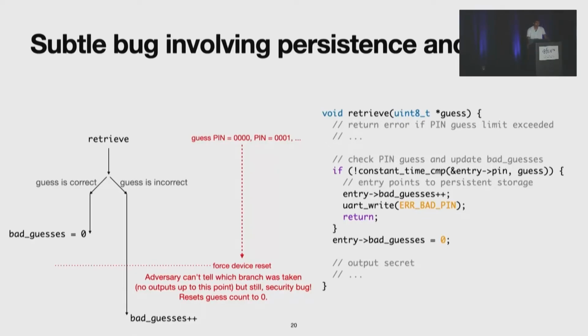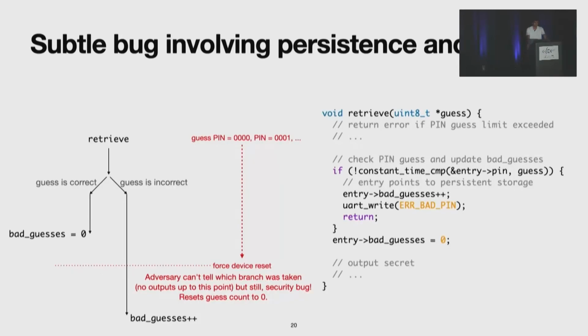But this is still a security issue, because even though the adversary can't tell from the outputs which branch they took, they can just guess all the pins from 0000 through 9999, guessing and resetting, guessing and resetting, and this whole process overall will reset the guess count to 0. So this allows for bypassing this guess limit. And this can be used as a gadget to construct a full attack where you can extract the secret without knowing the pin, bypassing the guess limit.